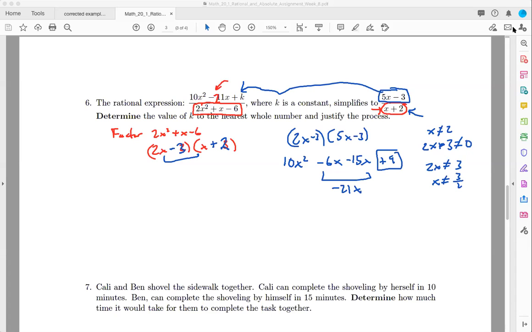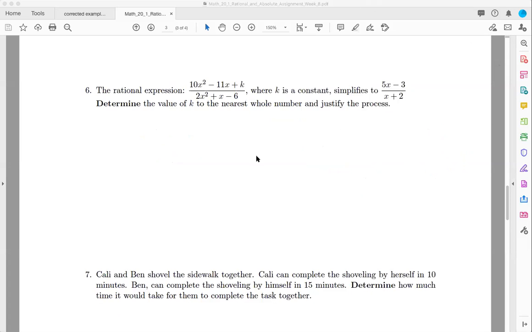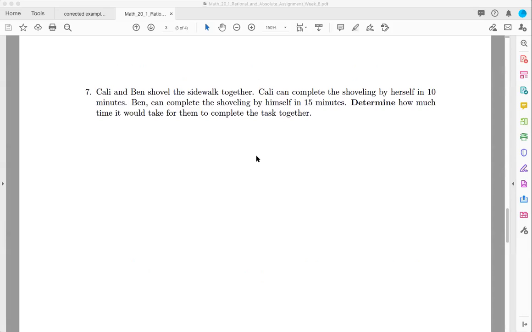Okay, we have one final question to look at, and that is the doing work together. Now this also, a table will be very, very helpful here. So let's take a look at drawing a table here. We can say, all right, we have Callie working, we have Ben working, and then of course we have them together. So let's see if we can do that.